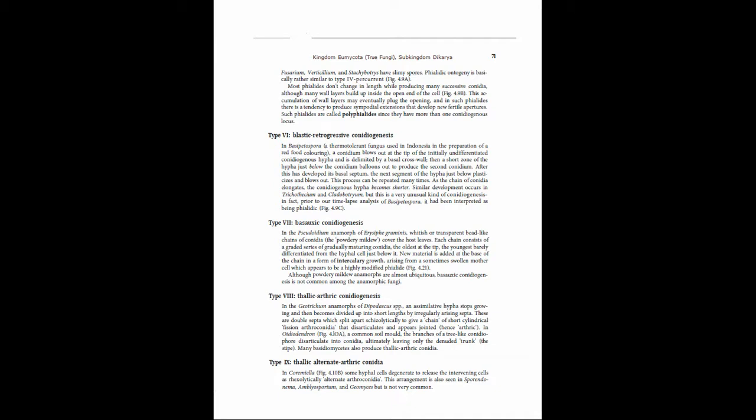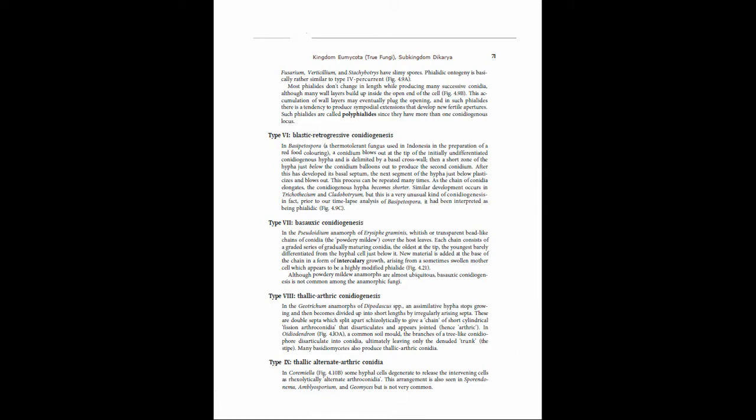Type 8, thallic arthric conidiogenesis. In the Geotrichum anamorphs of Dipodascus species, an assimilative hypha stops growing and then becomes divided up into short lengths by irregularly arising septa. These are double septa which split apart schizolytically to give a chain of short cylindrical fission arthroconidia that disarticulates and appears jointed, hence arthric. In Oidiodendron, Fig 4.10a, a common soil mold, the branches of a tree-like conidiophore disarticulate into conidia, ultimately leaving only the denuded trunk, the stipe. Many basidiomycetes also produce thallic arthric conidia.